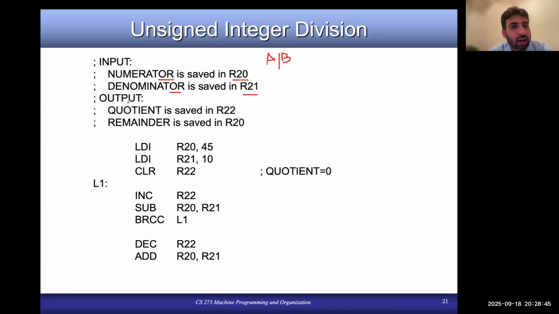The quotient is saved as the output of the program. What I want is for the quotient to be available in register R22 and the remainder in R20, okay? For that, we can write a program where we do repeated subtraction, and as a result of that repeated subtraction, we can get the value of the quotient in R22 and the remainder in R20.